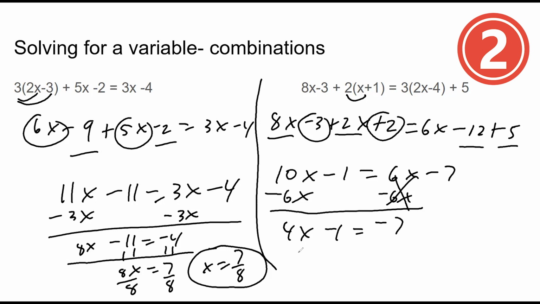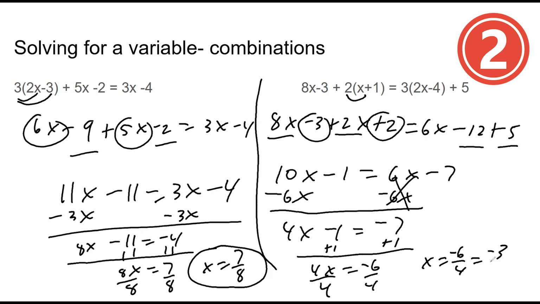All right, so I'm going to add 1 to both sides. And I get 4x equals negative 6. Divide by 4, divide by 4. And I get x equals negative 6/4, which reduces to negative 3/2, which changes into negative 1 and 1/2 for a mixed number. And there you have it.